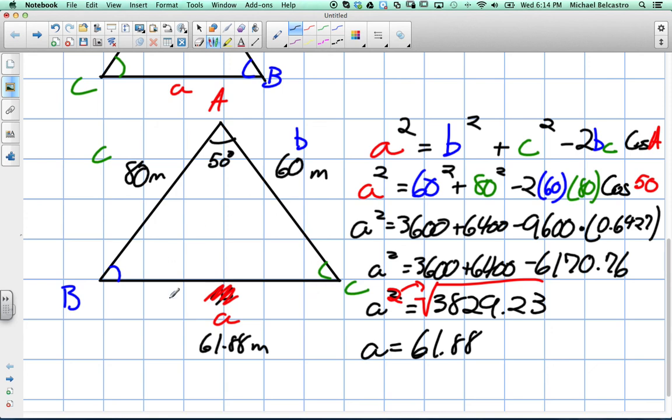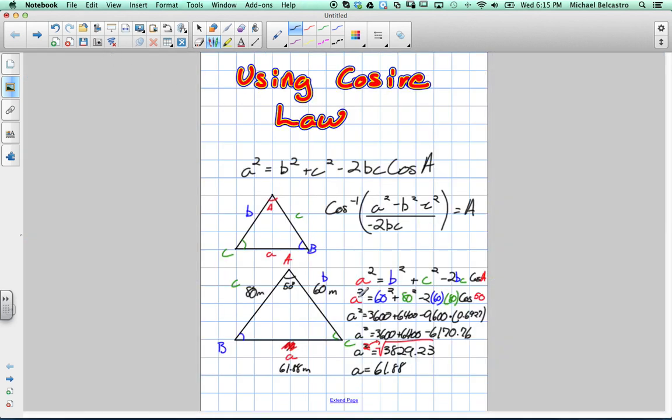Okay, so we've now found the side. I'm going to get you to try a question, and then I'm going to do the angle way. Okay, so we'll plug it in and solve our angle.